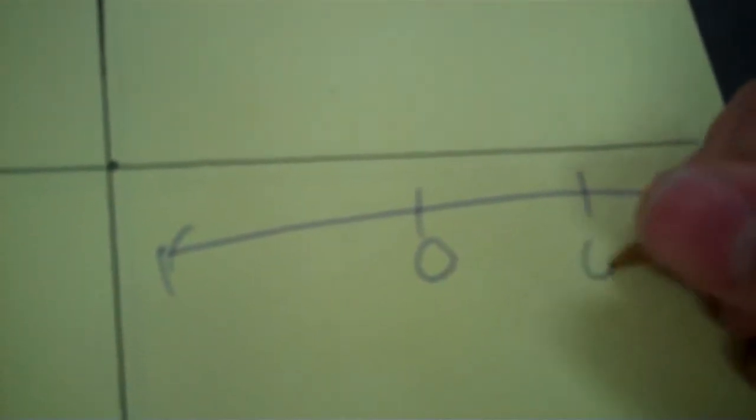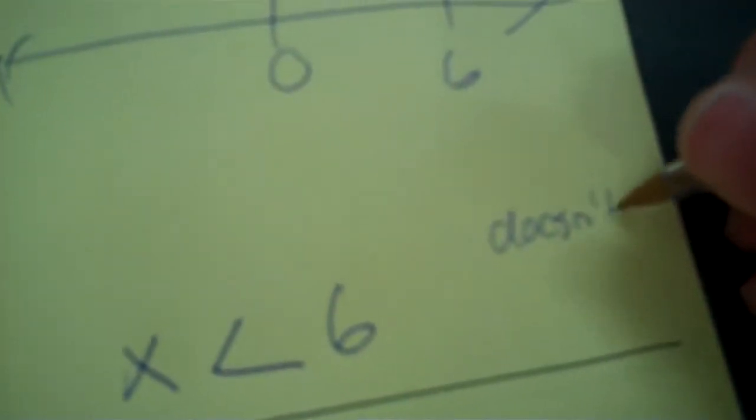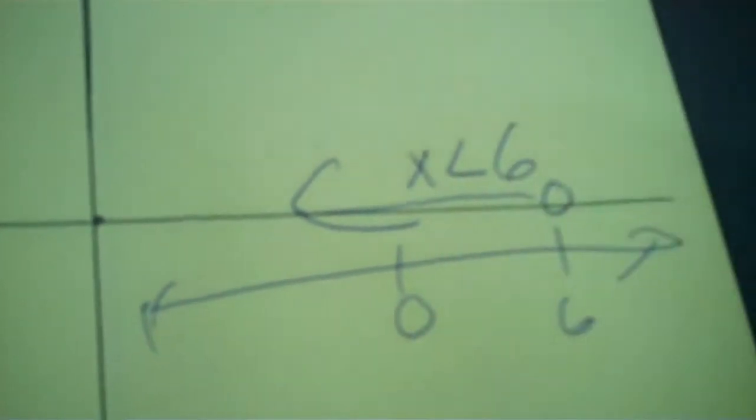So x comes before the symbol, so you need to put it before the symbol, and that's 6. So I got 6, circle, don't fill it. Does it open towards the x? No, it doesn't. It doesn't open to x, so that means you go this way. So x is any number less than 6.